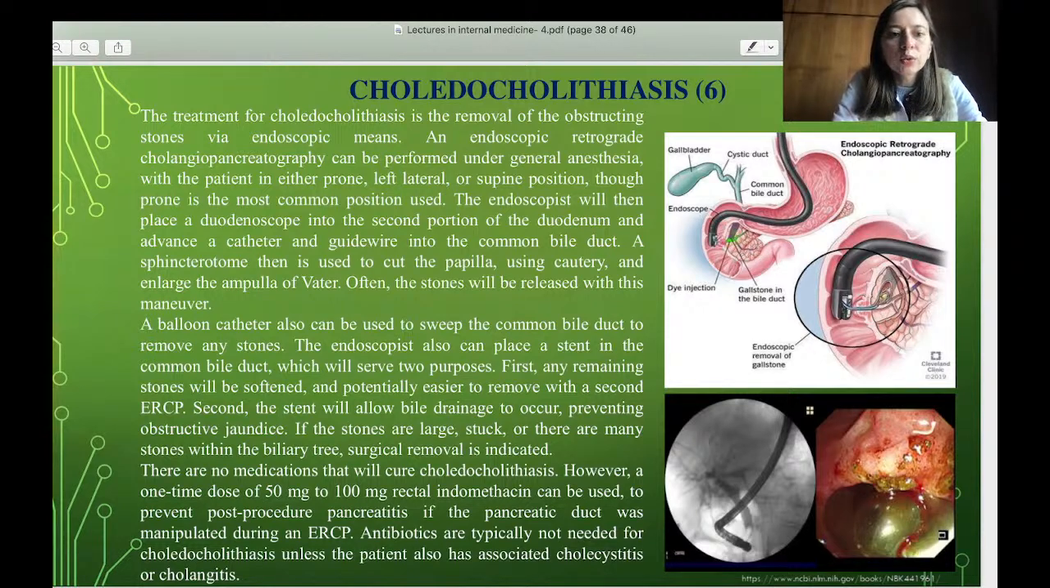There are no medications that will cure choledocholithiasis. However, a one-time dose of 50 to 100 mg rectal indomethacin can be used to prevent post-procedure pancreatitis. Antibiotics are typically not needed for choledocholithiasis unless patients also have associated cholecystitis or cholangitis.